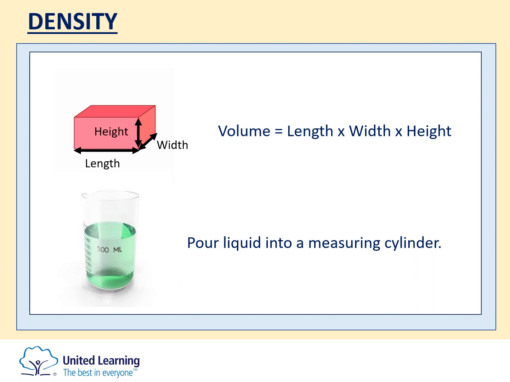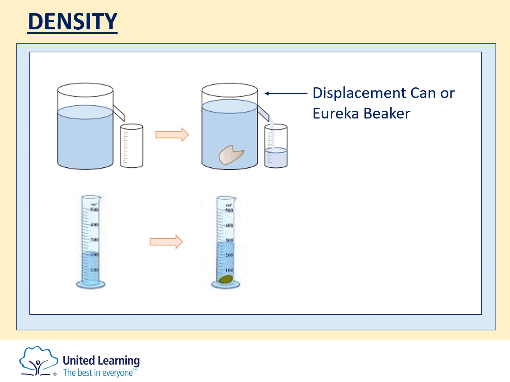For the irregular shaped object, you have to do the volume in a slightly different way, and there are two possibilities. For larger objects, you would use the displacement can, otherwise known as the Eureka beaker, as you can see in the diagram at the top. With this piece of apparatus, you fill the beaker up until the water starts to drip out of the spout. That way you know it's completely full.